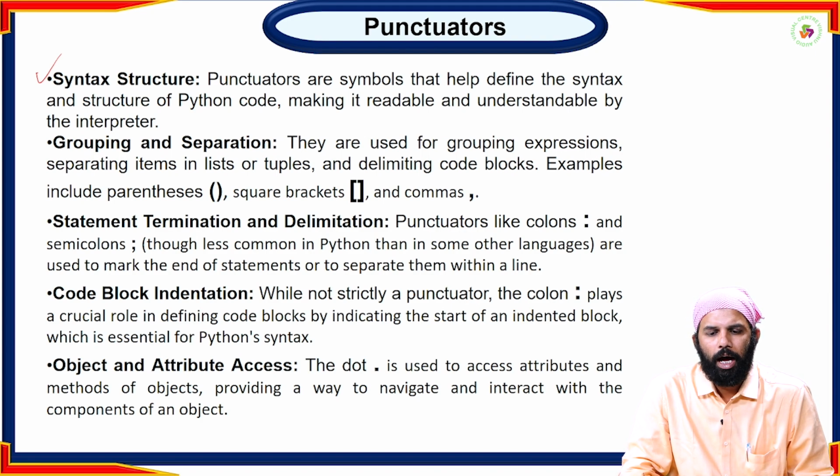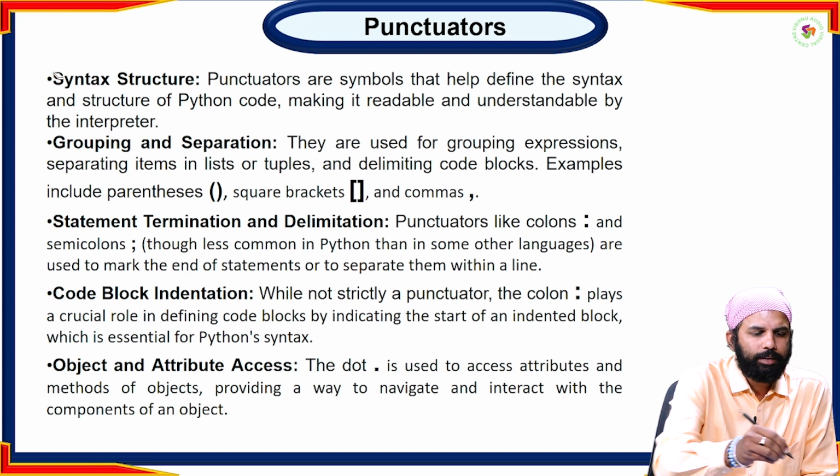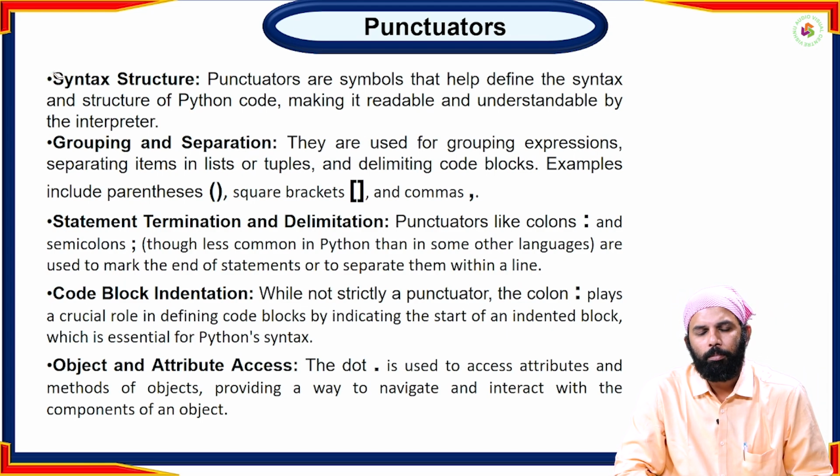So, punctuators are the symbols that help in defining the syntax and the structure of Python code, making it readable and understandable by the interpreter. It is going to help the interpreter bifurcate between lines of code and blocks of code. And for grouping and separation, we use these tokens, that is punctuators, for grouping expressions, separating the items in lists or tuples, and delimiting the code blocks.